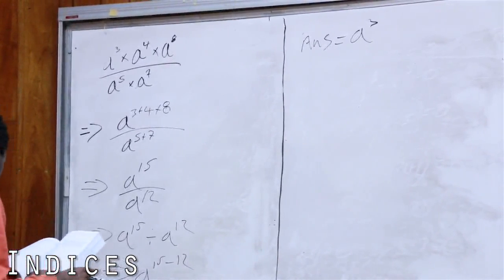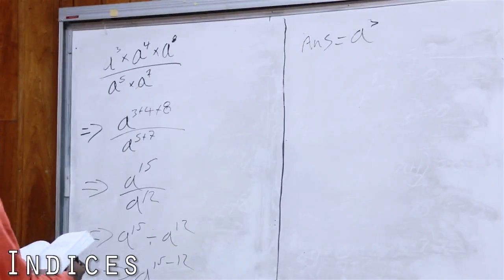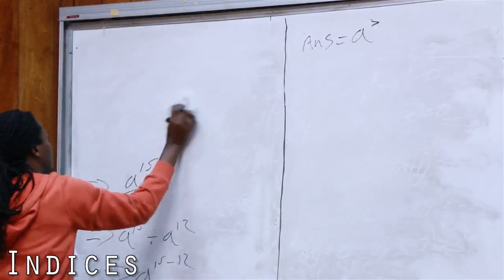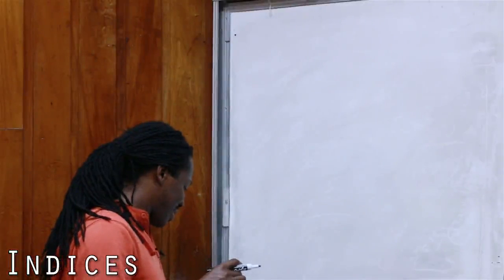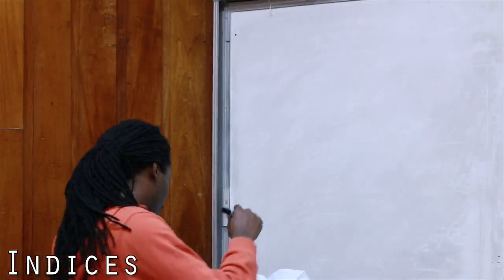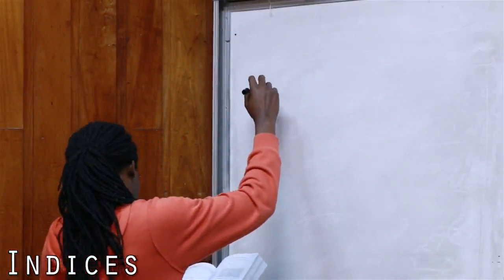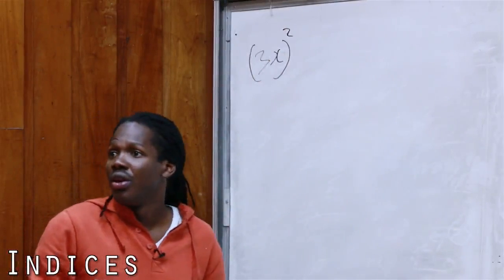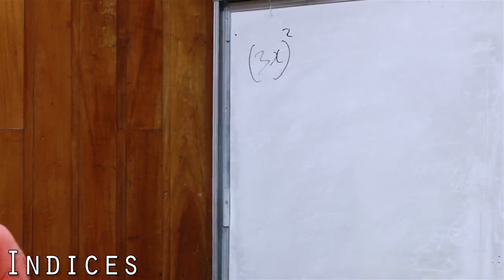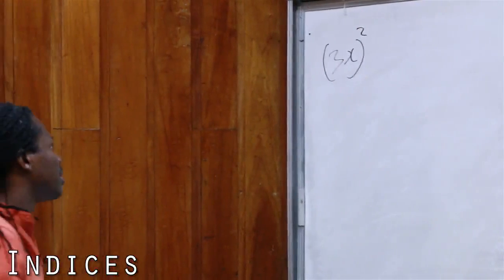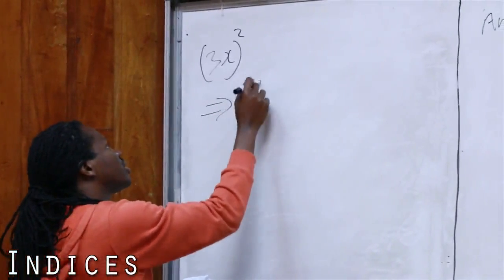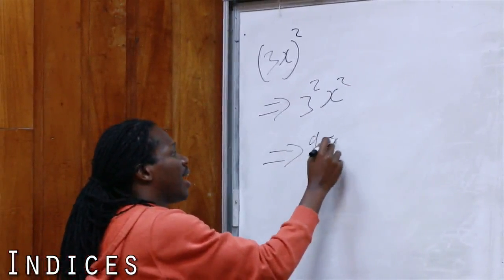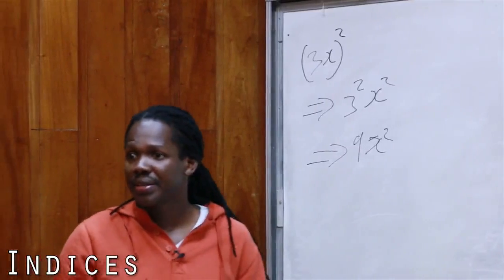All right, ready now. When you raise something to a power, 3x, you call that all squared. Now, when you say something is all squared, it means that both things inside it get the square. So it implies 3 squared x squared, which implies 9x squared. See that?